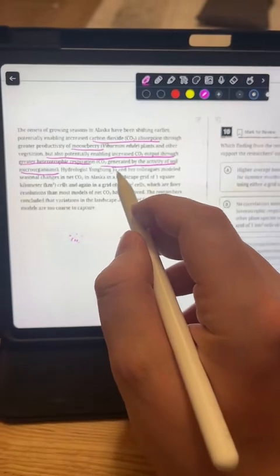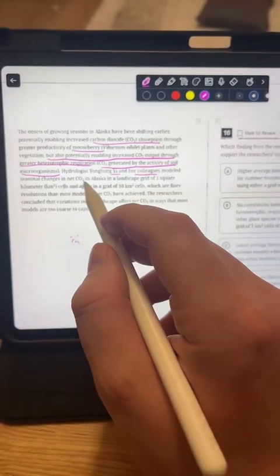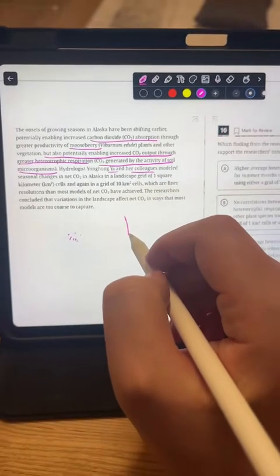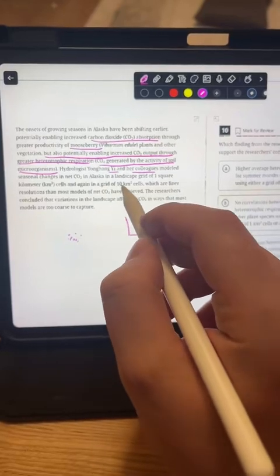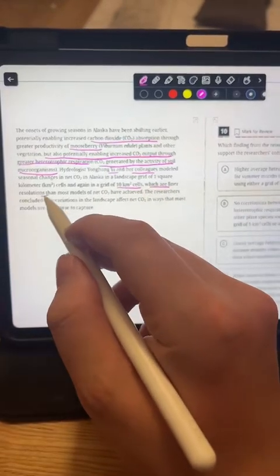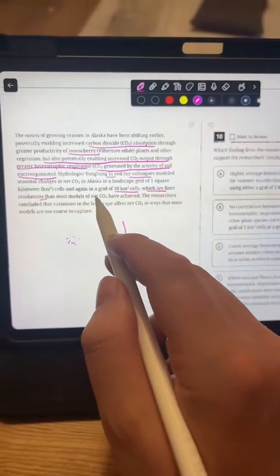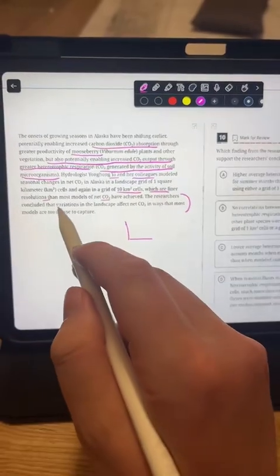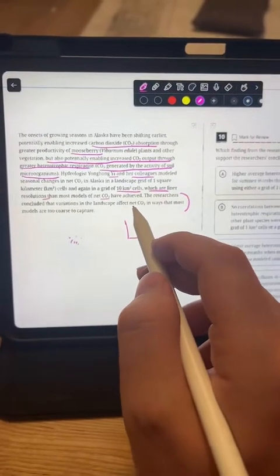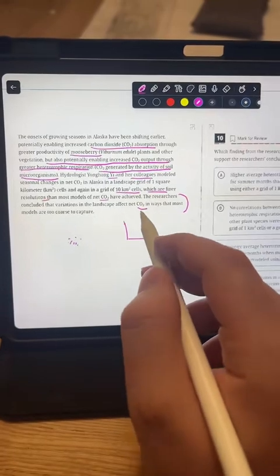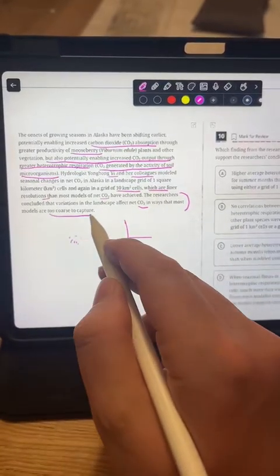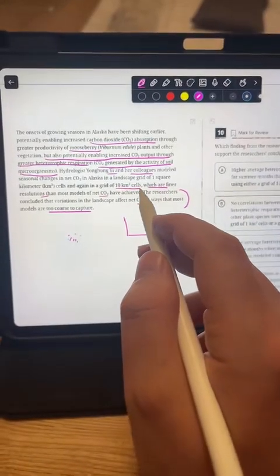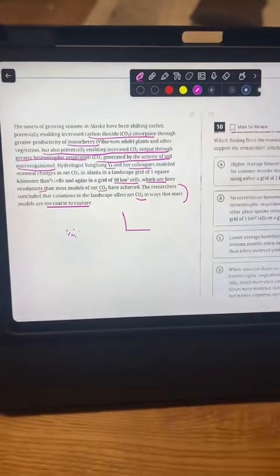Hydrologist Something and her colleagues modeled seasonal changes in net CO2 in Alaska in a landscape grid of 1 square kilometer cells, and again in a grid of 10 kilometer square cells, which are finer resolutions than most models of net CO2 have achieved. The researchers concluded that, I think this is the answer, variations in landscape affect net CO2 in ways that most models are too coarse to capture. So it's about this 1 kilometer cell and 10 kilometer square cell, then the resolution of it. It all changed. It's a comparison, right?